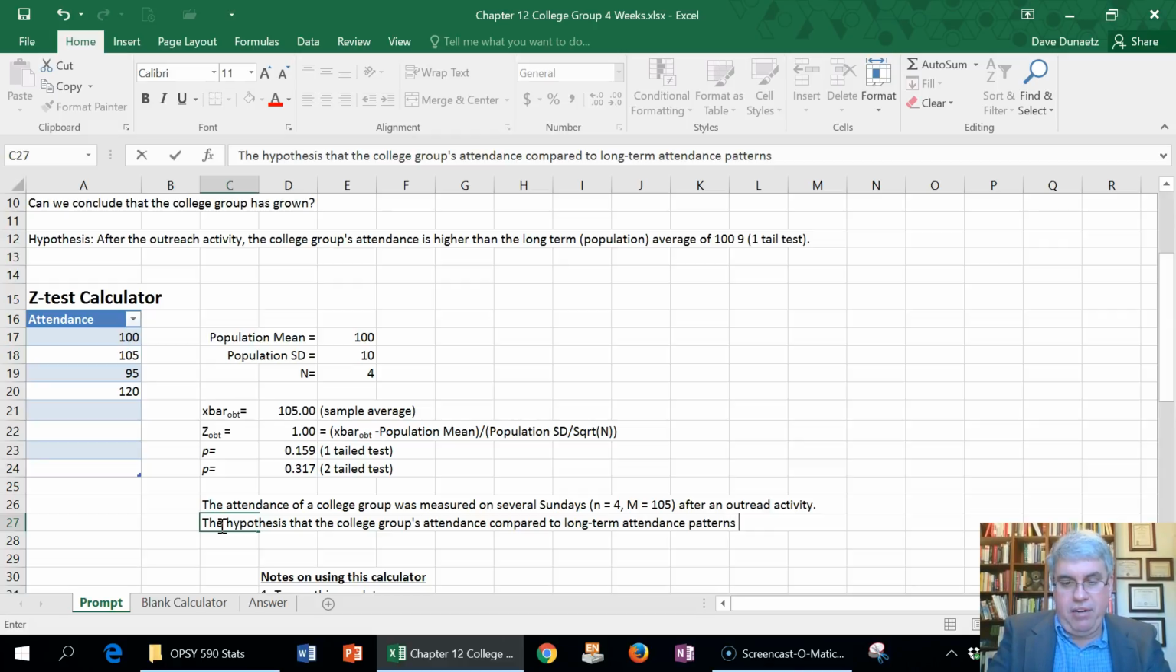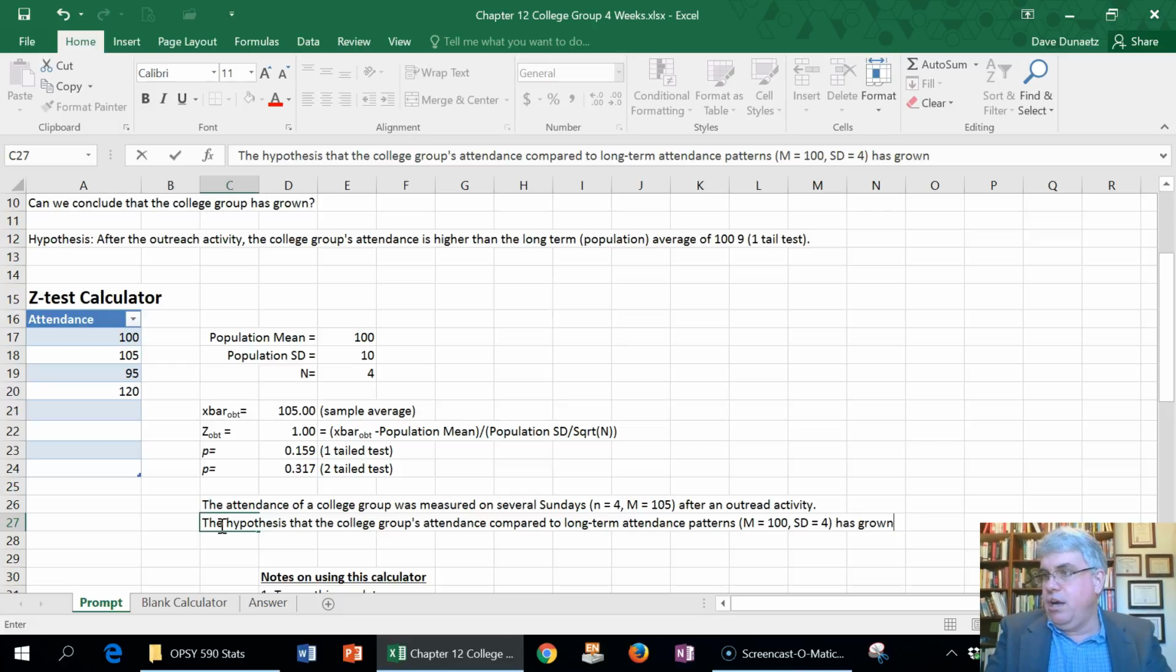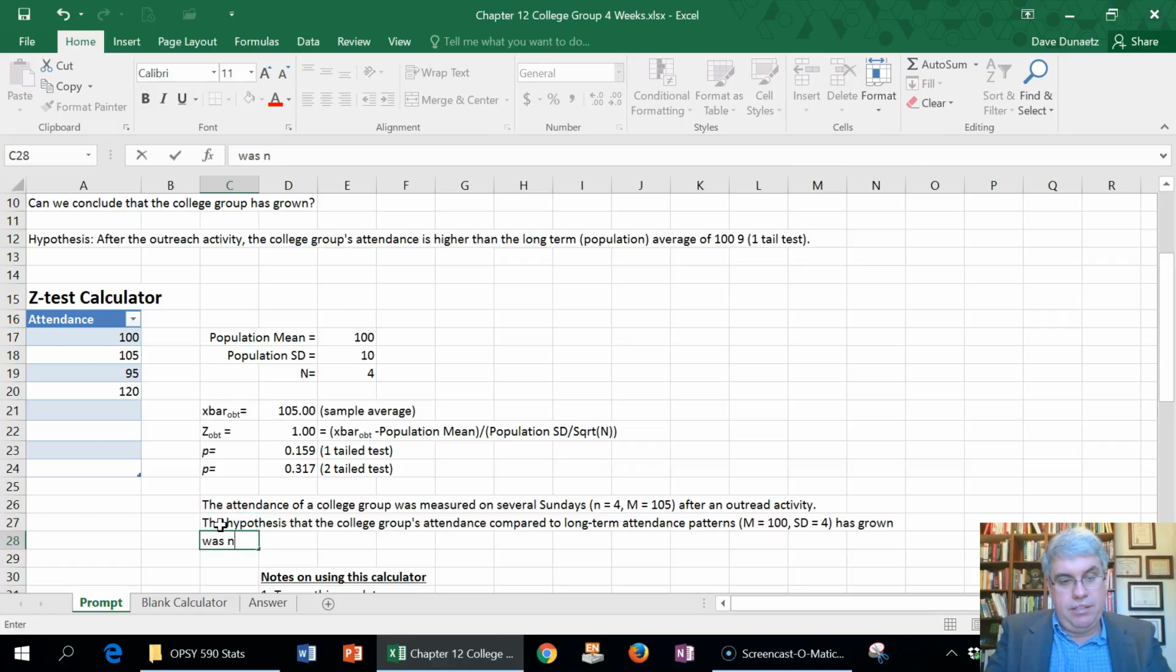And what are those long-term attendance patterns? That's our population data. M equals 100. Standard deviation, SD is the APA abbreviation, equals 10, has grown. So that was our hypothesis, that the college group's attendance compared to long-term attendance patterns has grown. And then I'll put this in the next line, was not supported. And to show that it wasn't supported, we put in the details here in parentheses. I have shift open parentheses. I'm going to put our z-score.